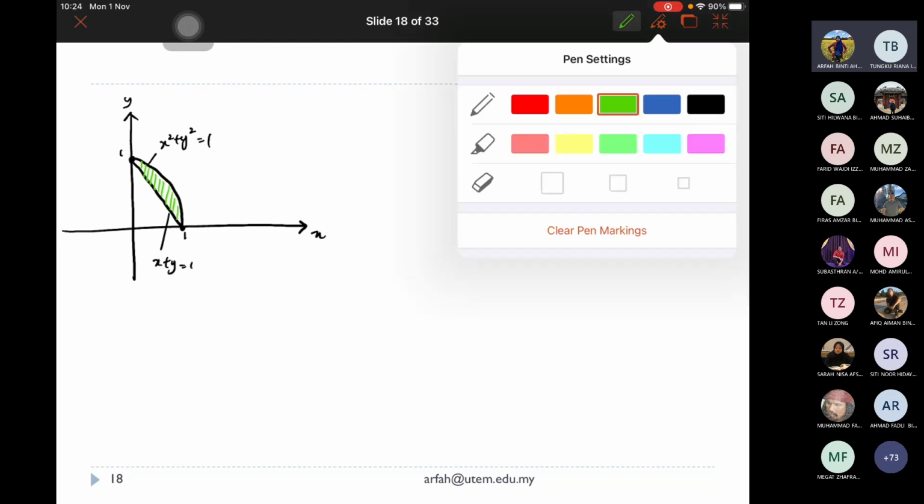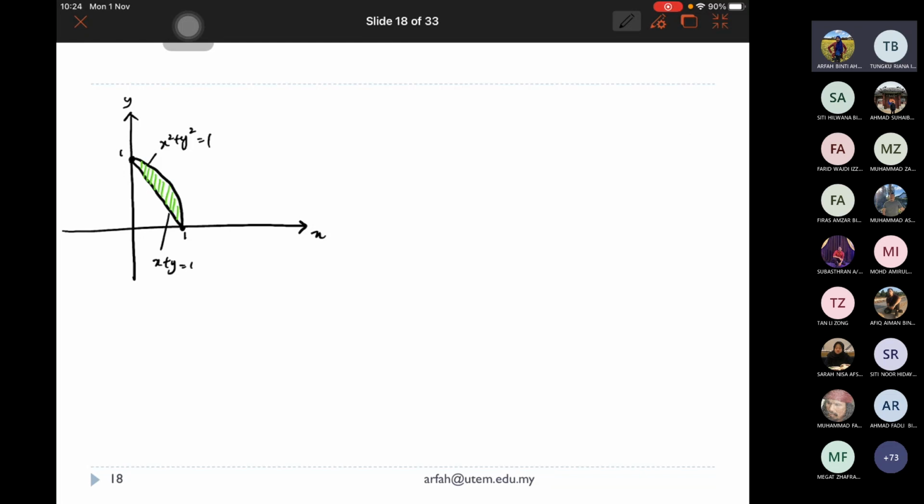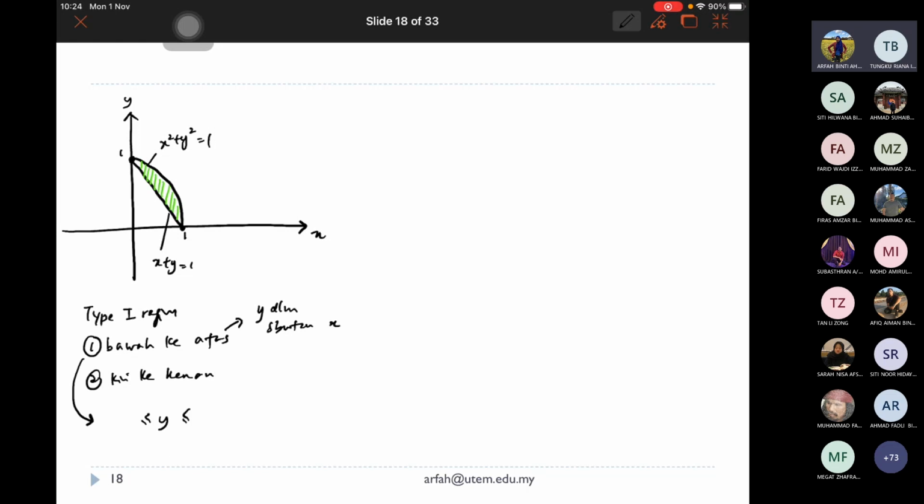So daripada sini, we want to do the sketching from here. What we are going to do, let's say saya nak gunakan type 1 region. Okay. So if I want to do type 1 region, dia punya movement, apa tadi? Type 1? Bawah ke atas first kan. So kalau type 1 daripada bawah ke atas. Then kiri ke kanan. So bawah ke atas dengan syarat in this case y dalam sebutan x. So awak punya function akan jadi y berada dalam sebutan berapa antara x.